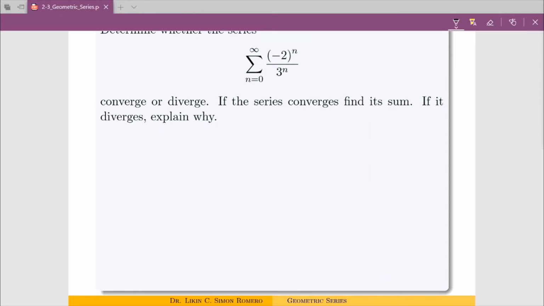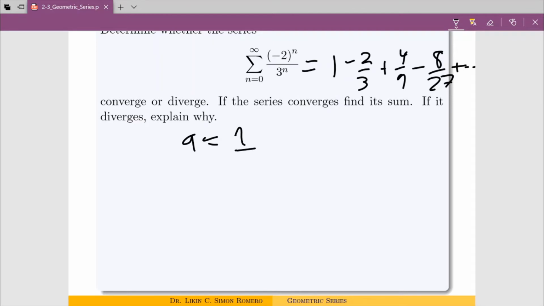In the next example, we have -2 to the n over 3 to the n. So once again, we get that this first term is 1 because we're starting at n equals 0. Then the next term is going to be -2/3 plus 4 over 9 minus 8 over 27, and it continues like this. So our a, once again, is the first term. And then our r, this is the term that we get by multiplying one term to the next.